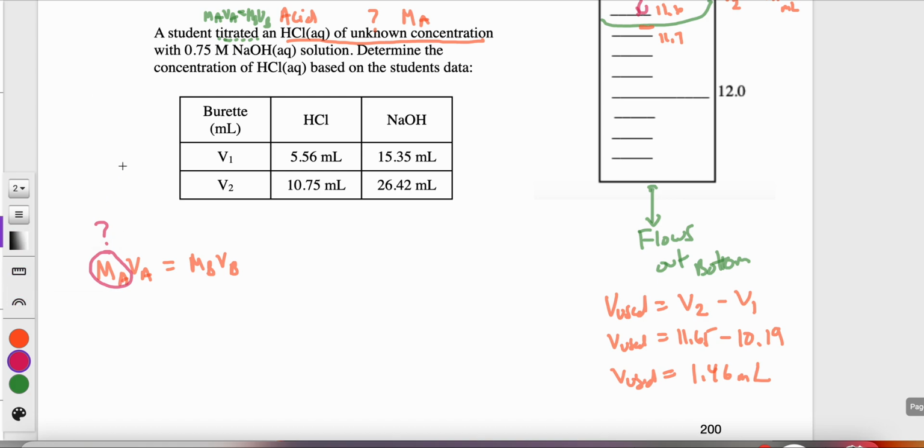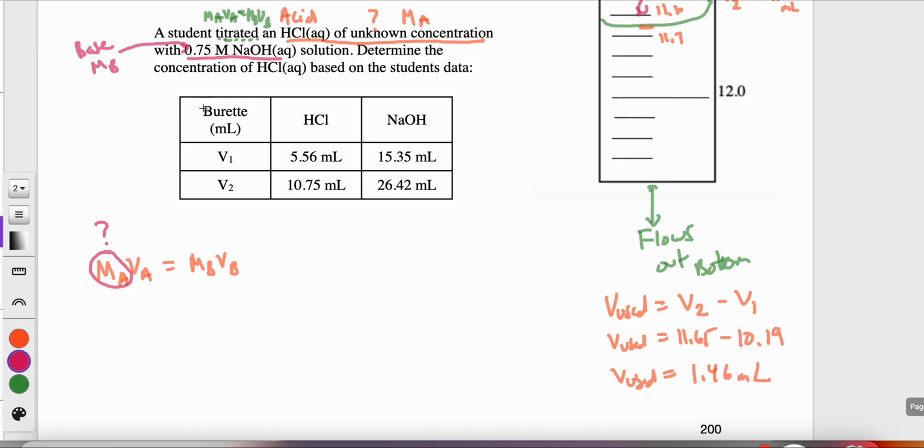When we continue reading, the HCl with the unknown concentration was titrated with 0.75 molarity NaOH. Well, NaOH is a base, because we see that on our table L. So this is the base, and we see that number, so we know that represents MB. So we know what to stick in there for the MB. Determine the concentration of the HCl based on the student's data.